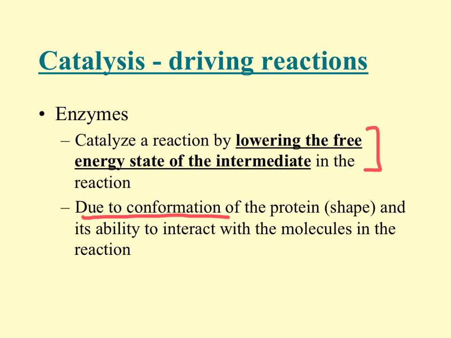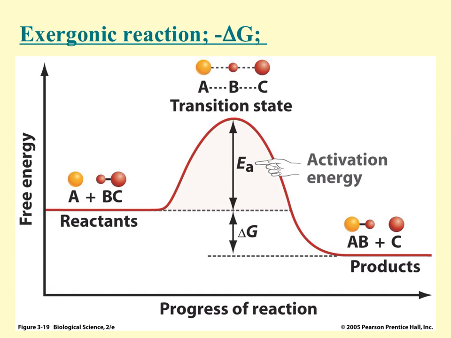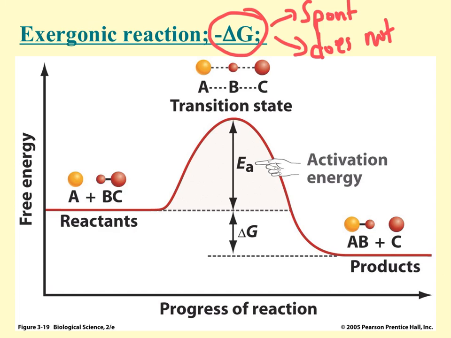Let's look at delta G with respect to a reaction. Here in this exergonic reaction, this is a reaction with a negative delta G, which means it's spontaneous, and it does not require, what? Energy. It doesn't require the input of energy. And you have reactants or substrates that have a particular free energy. Here we have A, the molecule A, that's going to be interacting with a molecule of BC.